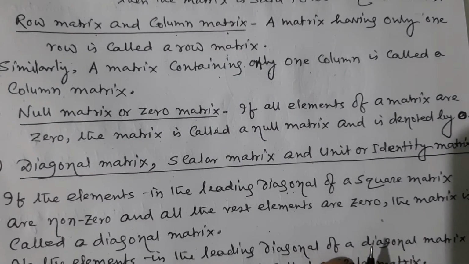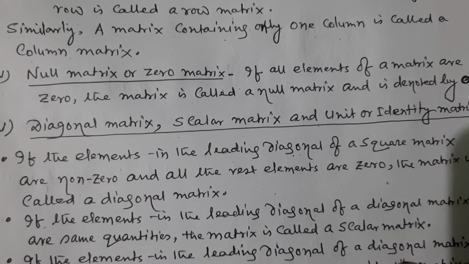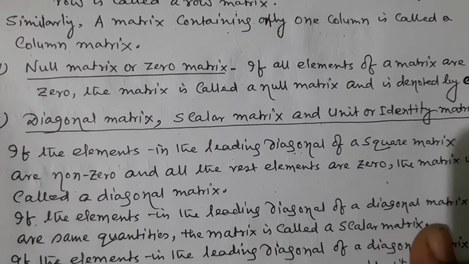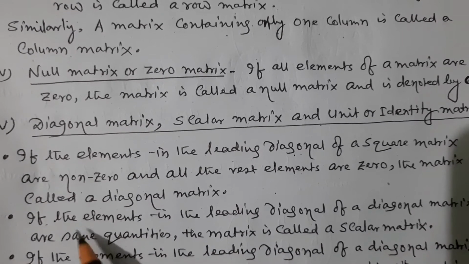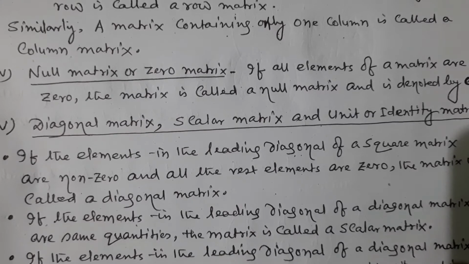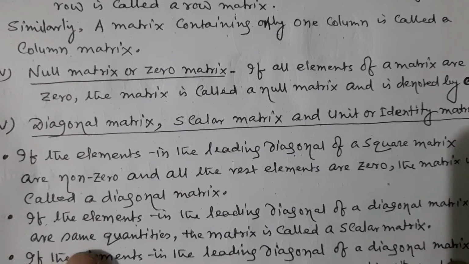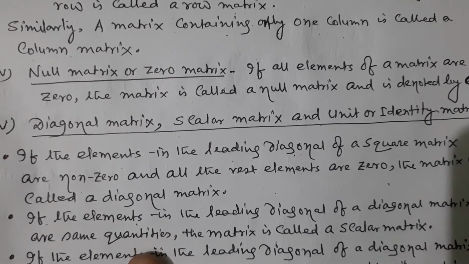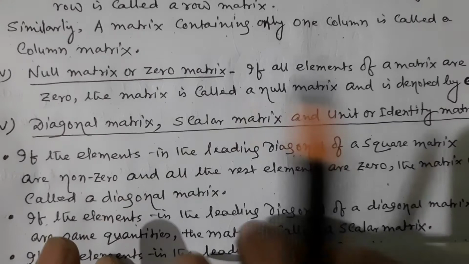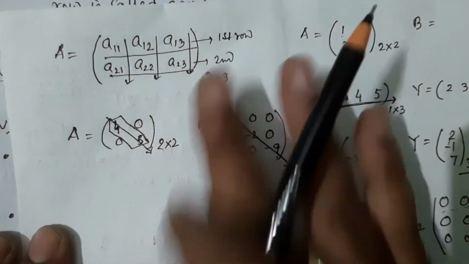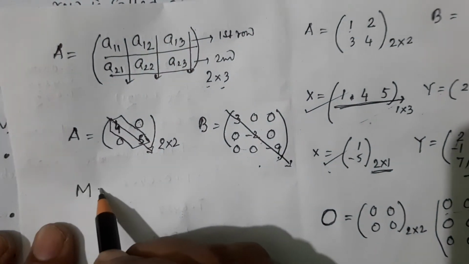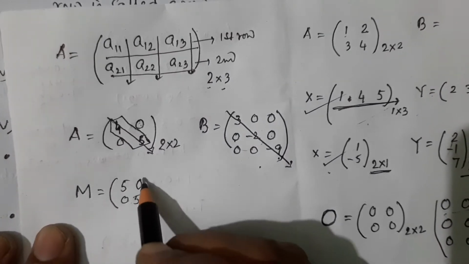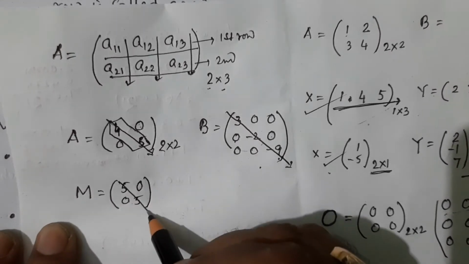Next, scalar matrix. If the elements in the leading diagonal of a diagonal matrix are same quantities, the matrix is called a scalar matrix. Example, scalar matrix. Suppose M equals 5, 0, 0, 5. Leading diagonal elements are same.